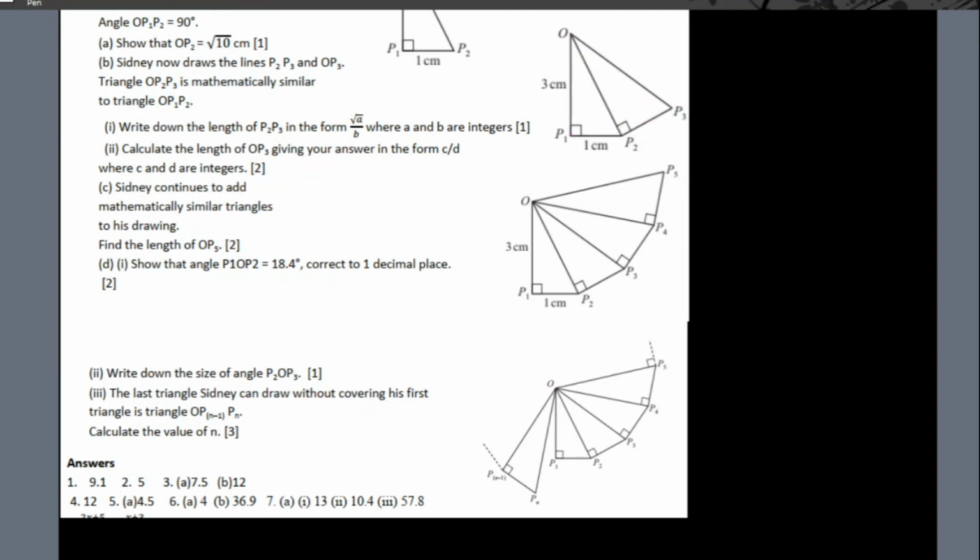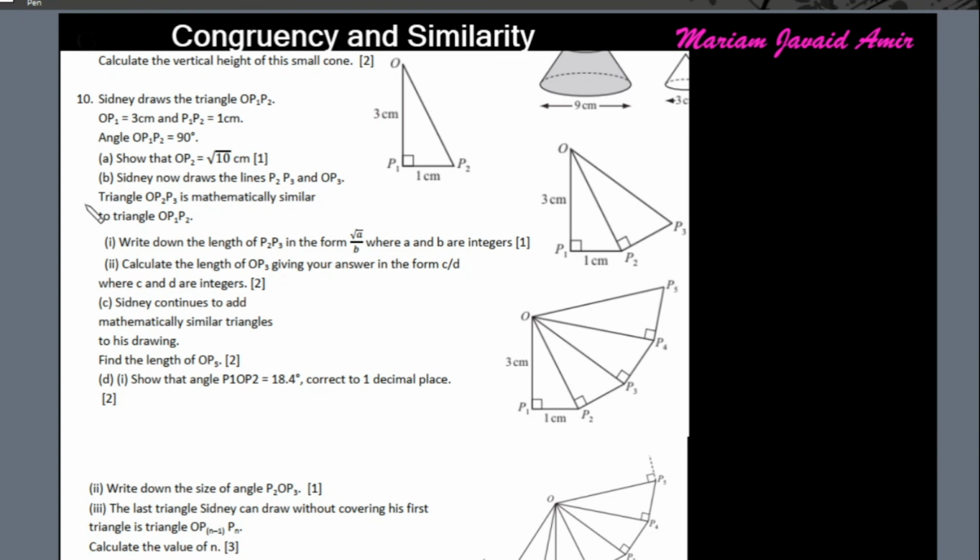Alright, part C. Sydney continues to add mathematically similar triangles to his drawing. Oh, Sydney is a guy. Alright. Find the length OP5. So in part C, I have to find the length OP5. Let's see which lengths I have by now. I recently found OP3, which came out to be 10 by 3, I believe. Let me use another color. I'm going to enter all the lengths that I know so far.